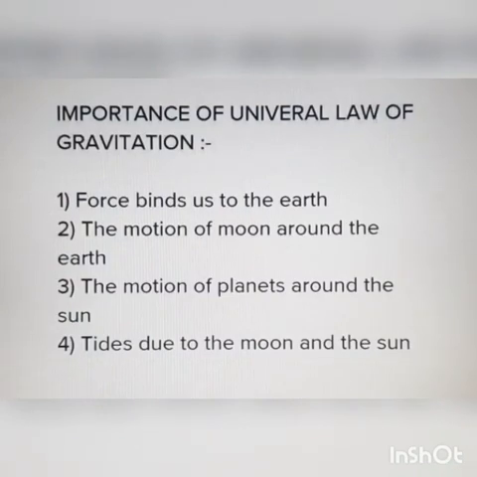Planets move around the sun in elliptical orbits, but they never collide with one another. Why? This can also be explained with the help of the universal law of gravitation. The universal law of gravitation helps us understand the force of attraction between two bodies. This force of attraction helps the planets to move around the sun in unique orbits so that they never collide with one another. And the last one is tides due to the moon and the sun. What are tides? Tides are the rising of seawater due to the gravitational force of the moon and the sun. So these are the things that we can understand with the help of the universal law of gravitation.